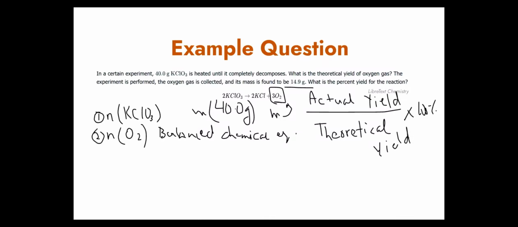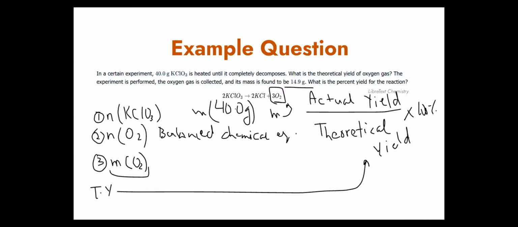And once you have the number of moles of oxygen, you can easily calculate the mass of oxygen from that amount as well. And this mass will be your theoretical yield. And then you'll plug it here and we'll easily be able to find out the percentage yield for this reaction. So let's actually do it.